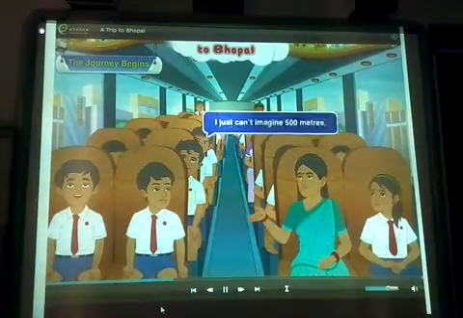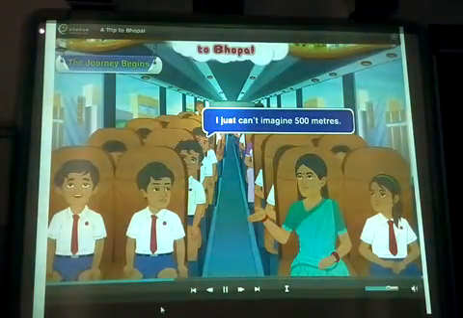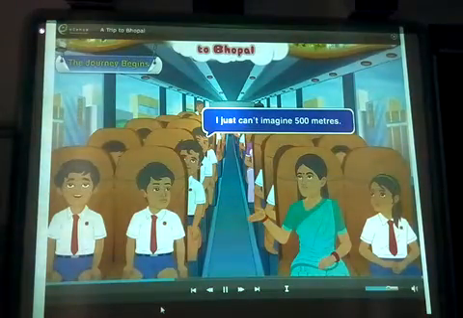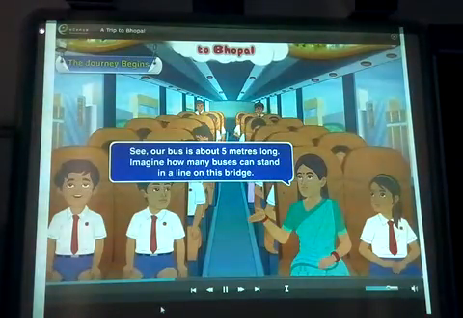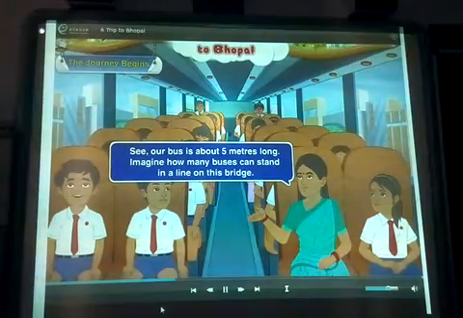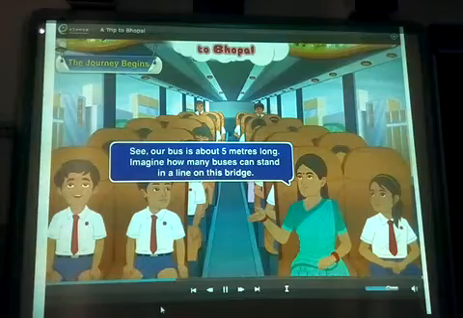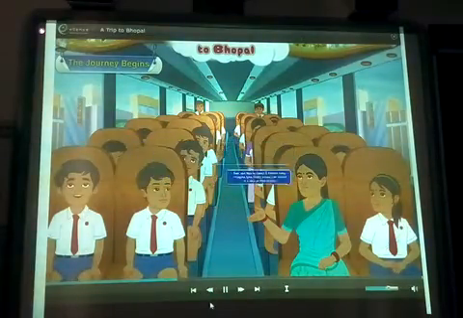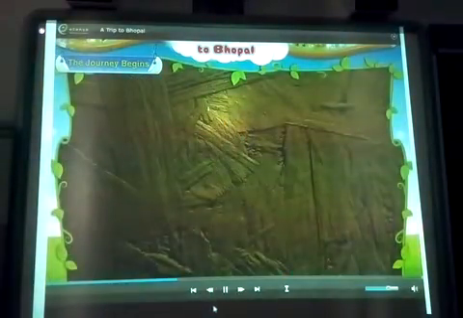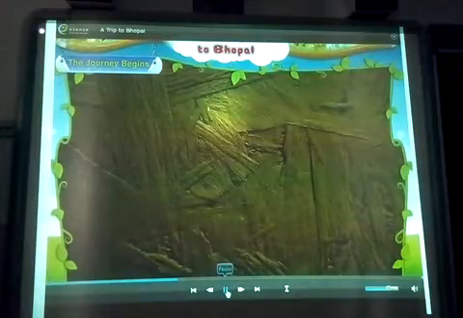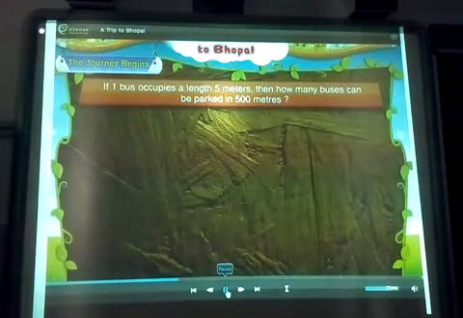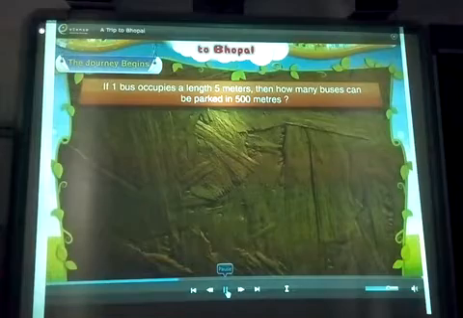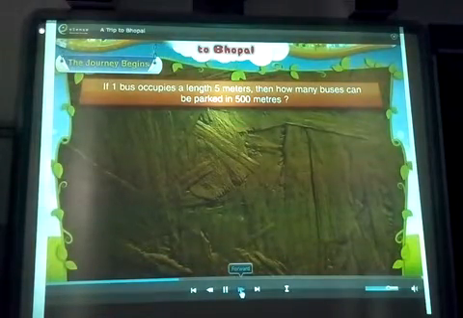Sadaf said, I just can't imagine 500 meter. Miss Asha explained, see, our bus is about 5 meter long. Imagine how many buses can stand in a line on this bridge. Come on, let us solve using maths. If one bus occupies a length of 5 meter, then how many buses can be parked in 500 meter?